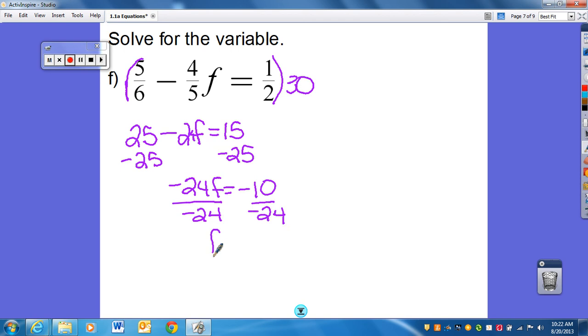So my final solution, f then is equal to a negative divided by negative is a positive, and I would like to reduce this fraction. 10 over 24 is 5/12. Or I could change this to a decimal, and rounded to the nearest hundredths place would be 42 hundredths.